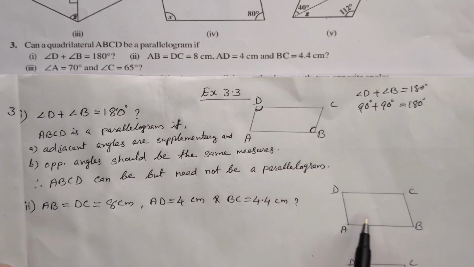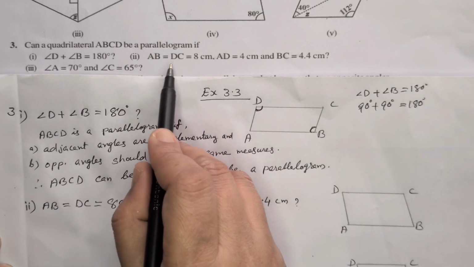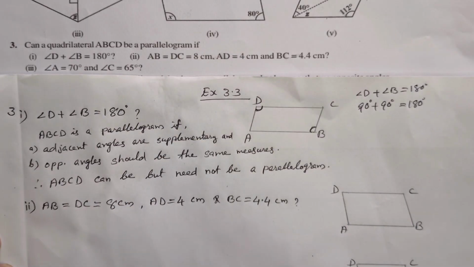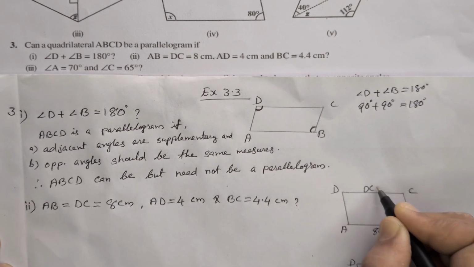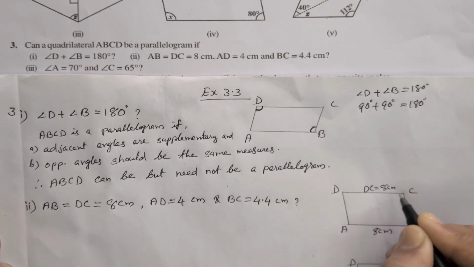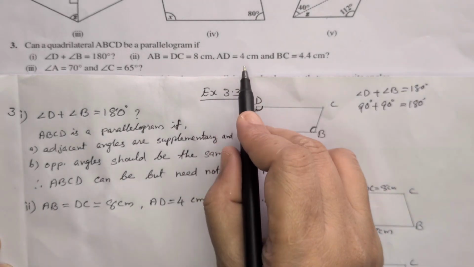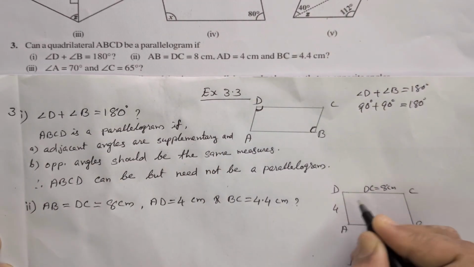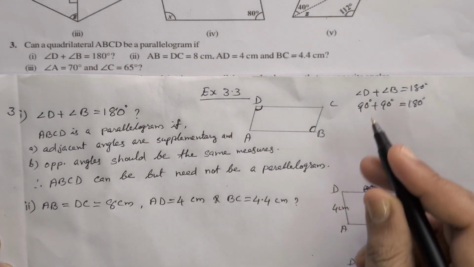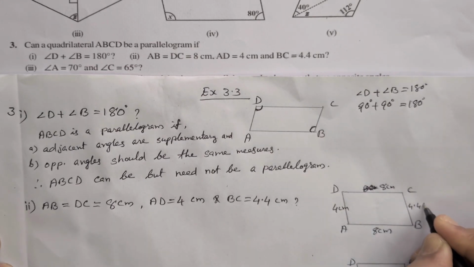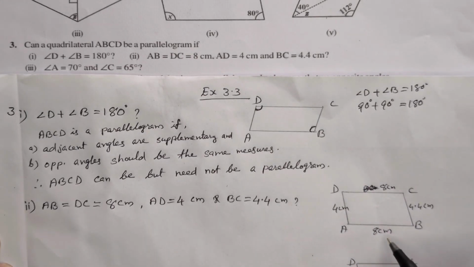Now second figure, here it is given AB is equal to DC is equal to 8 centimeter. AB is 8 centimeter, same as opposite side DC, that also is equal to 8 centimeter. Again AD is 4 centimeter, BC is 4.4 centimeter. These two opposite sides are equal, but here opposite sides are not equal.